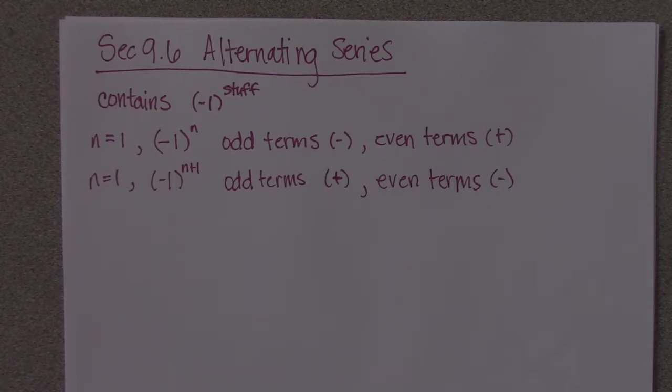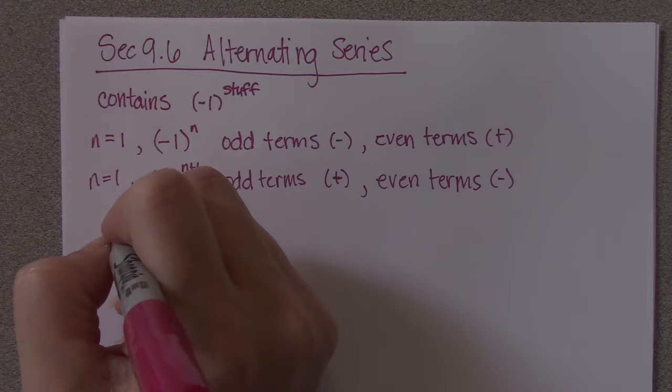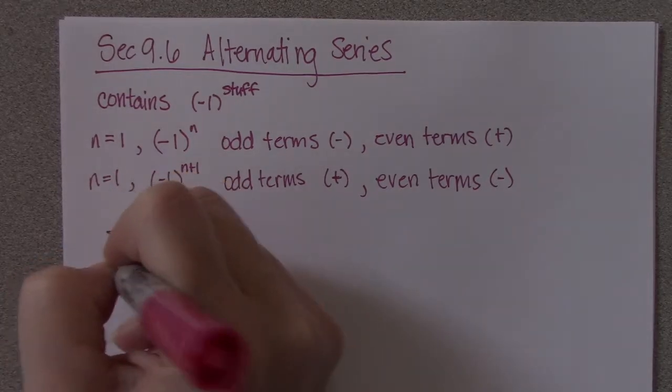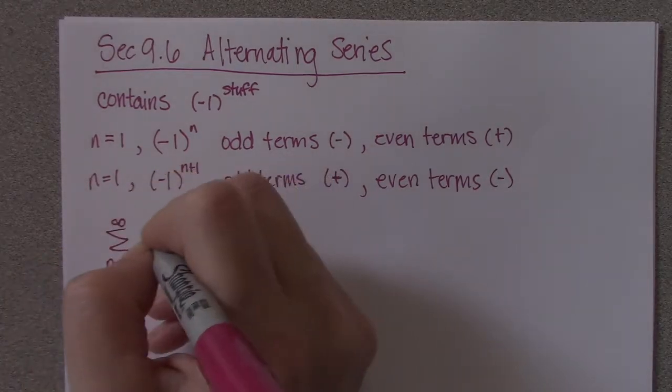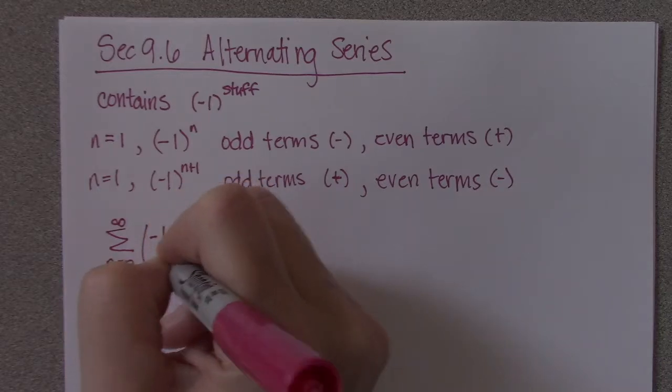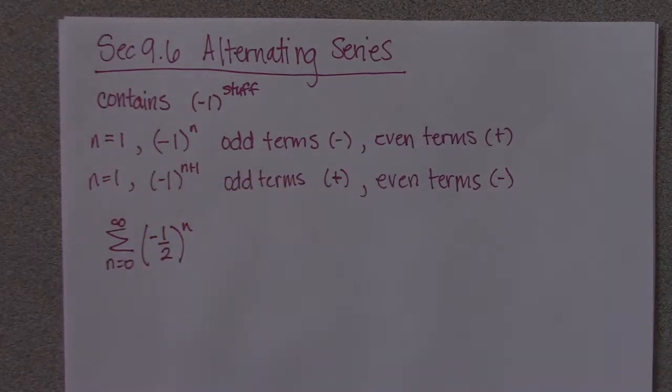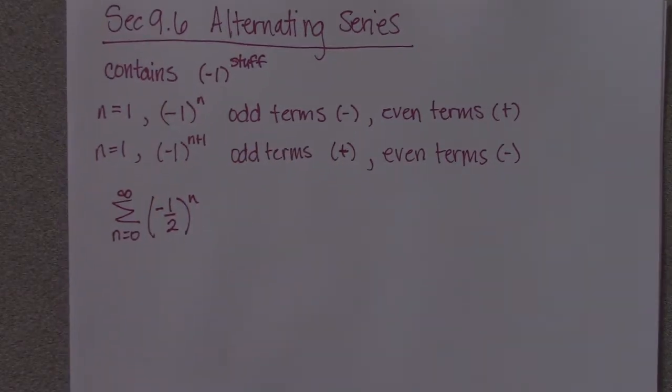So let's look at our old friend that I told you we would just be all sick of by the test. So if I write this series like this, right? This is an alternating geometric series, right? It's (-1/2) to the n. We know this converges. It's a geometric series, and we could sum it up. We would just say 1 over 1 plus 1/2 if we're counting from 0.